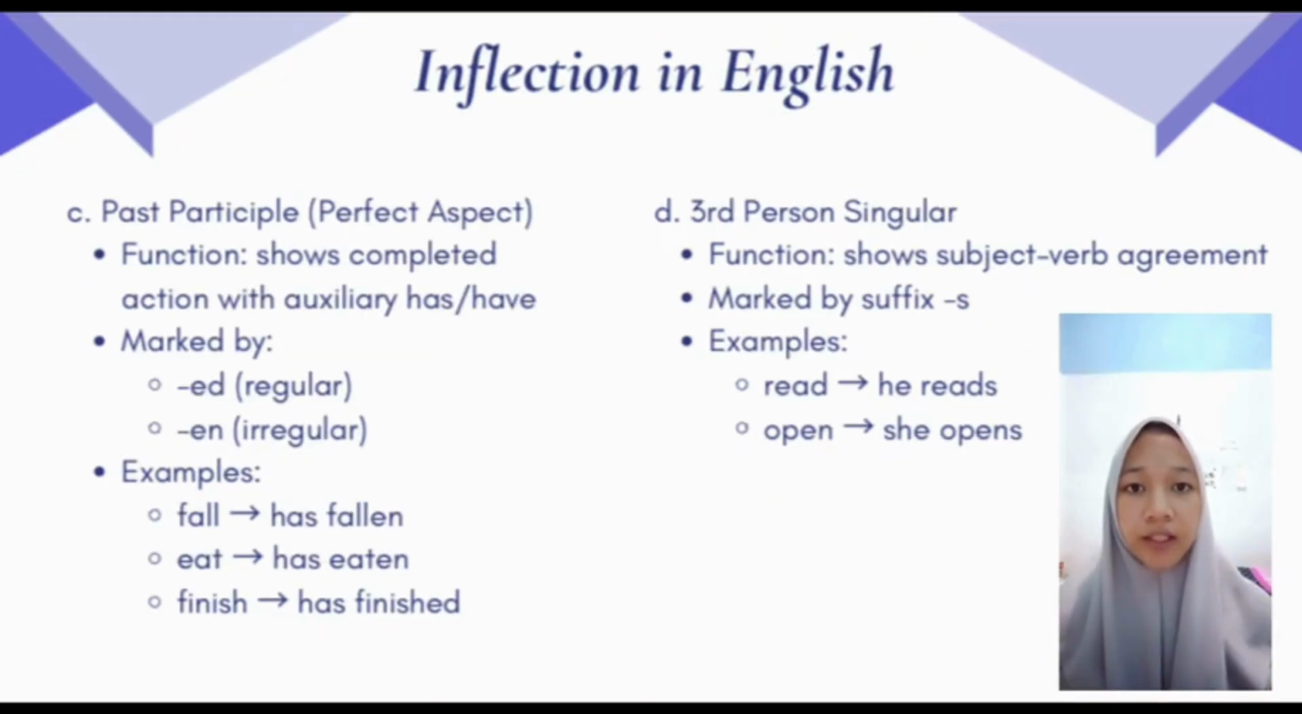And the next point is past participles, which are used to express complete actions, usually in perfect tenses. English past participles are marked by ed for regular verbs and en for some irregular verbs. For example, fall becomes fallen and eat becomes eaten. The verb finish becomes finished. These forms are commonly used with has or have.